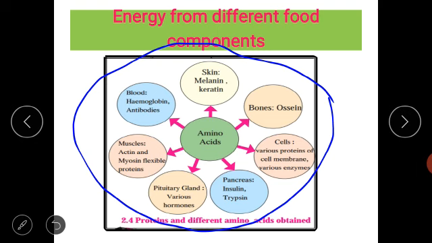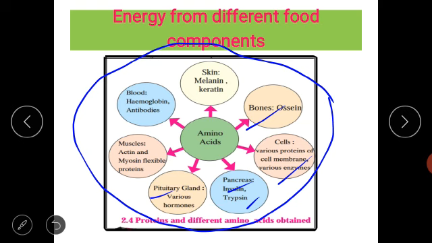So such combinations can produce bone protein, that is ossein, various proteins of the cell membrane, and also produce various enzymes. Then the pancreas, which is a digestive gland, can produce insulin and trypsin, which control the blood sugar level. Pituitary glands produce many types of hormones which control the body processes and growth and development.